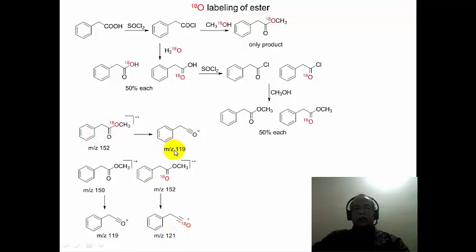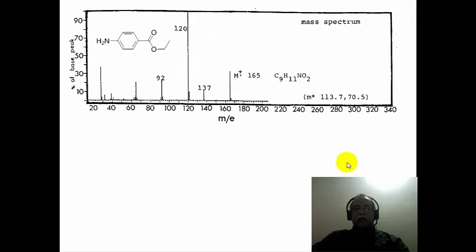In this reaction, the 119 will be the sole fragmentation process, whereas in this case, since this is a mixture of two compounds, both 119 and 121 will be formed, indicating the oxygen of the carbonyl is the one that is labeled in this particular system, whereas the oxygen of the OCH3 is what is labeled in this particular reaction. So this illustrates essentially the utilization of mass spectrometry for the identification of isotopically labeled substrate very effectively, because the masses are different and mass spectrometry works on the basis of the masses of the molecule.